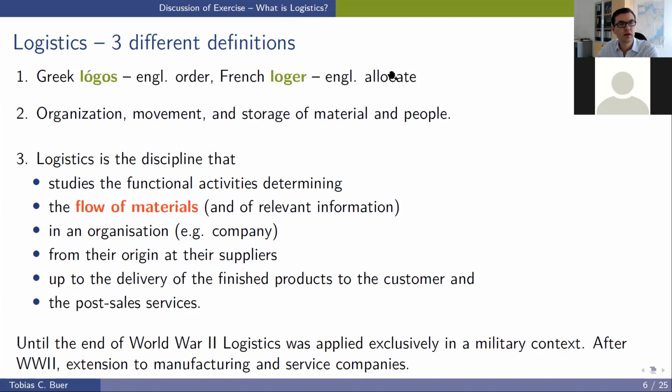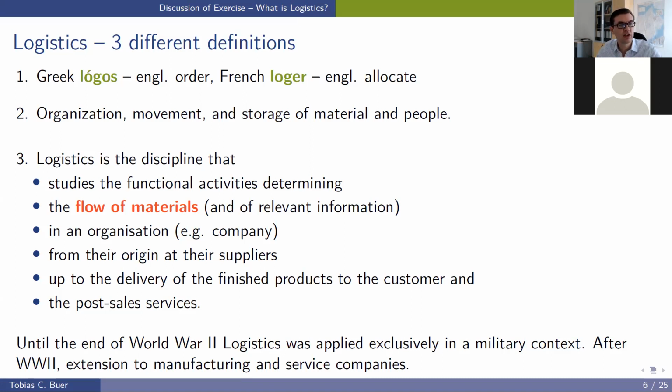Number 2, logistics means organization, movement, and storage of material and people. This is a very straightforward definition. Everyone can imagine something. It's about material and people and how we organize the movement and the storage of people and goods.